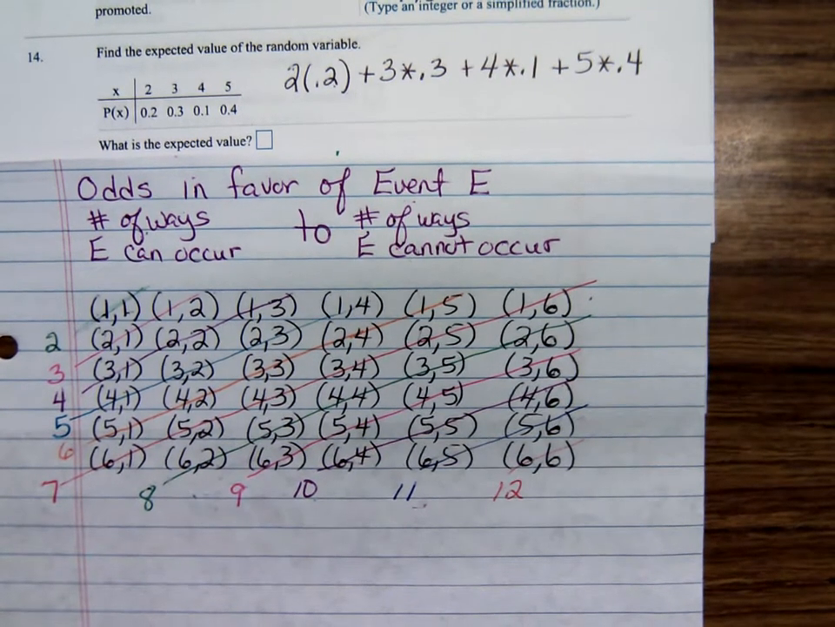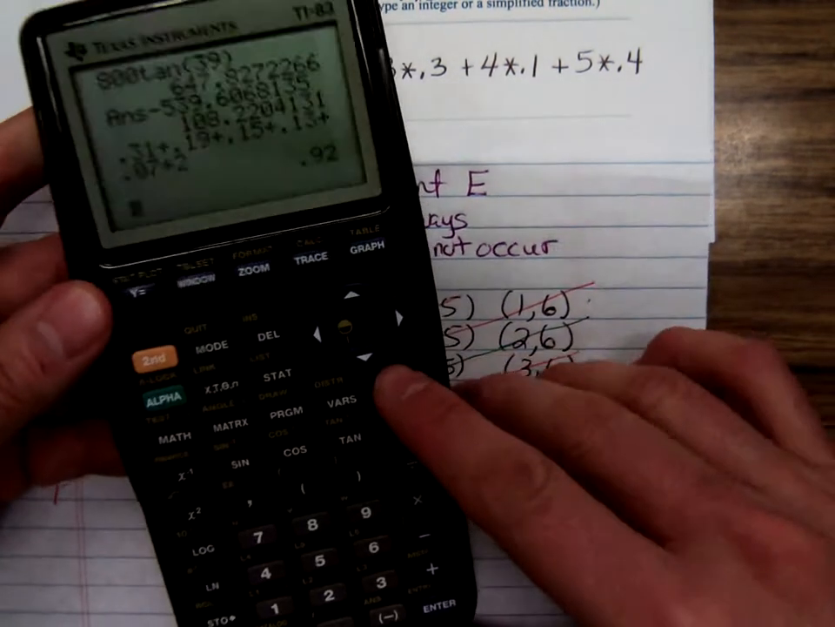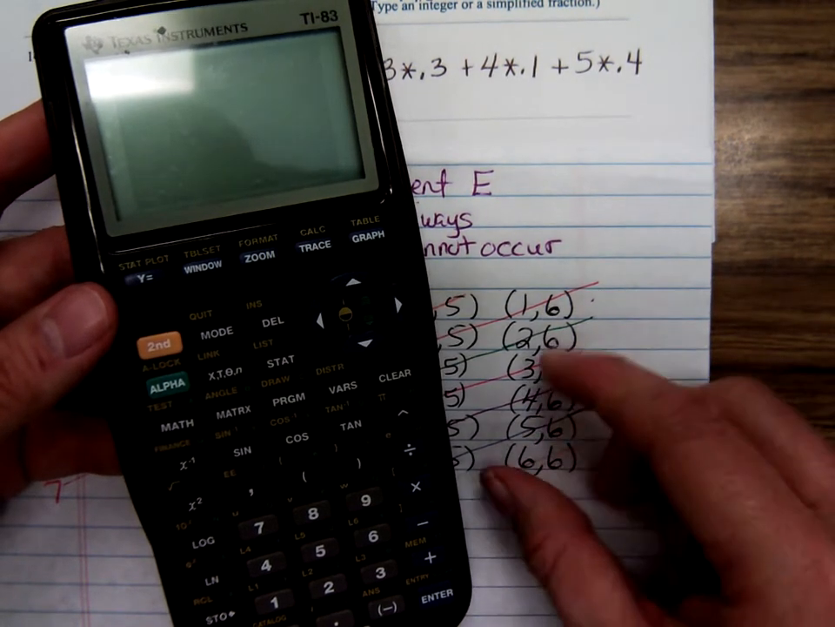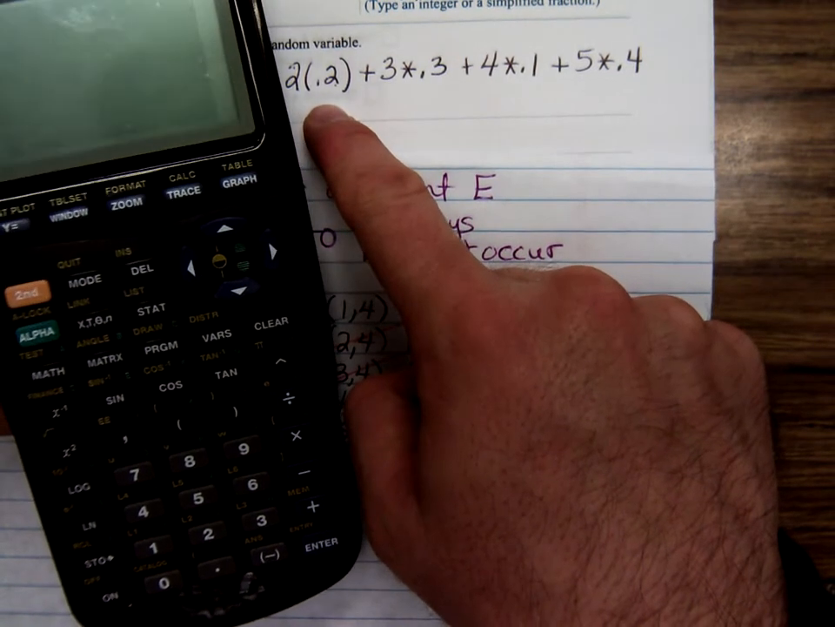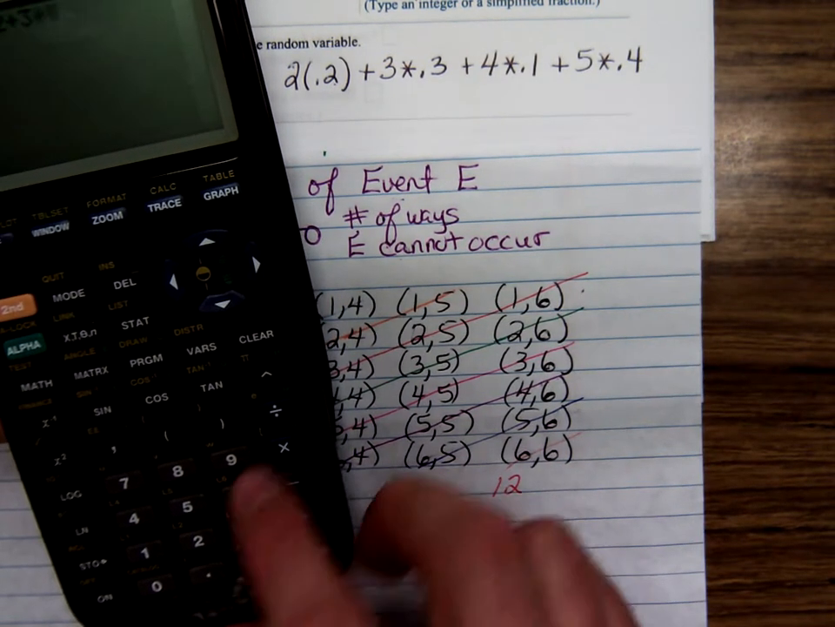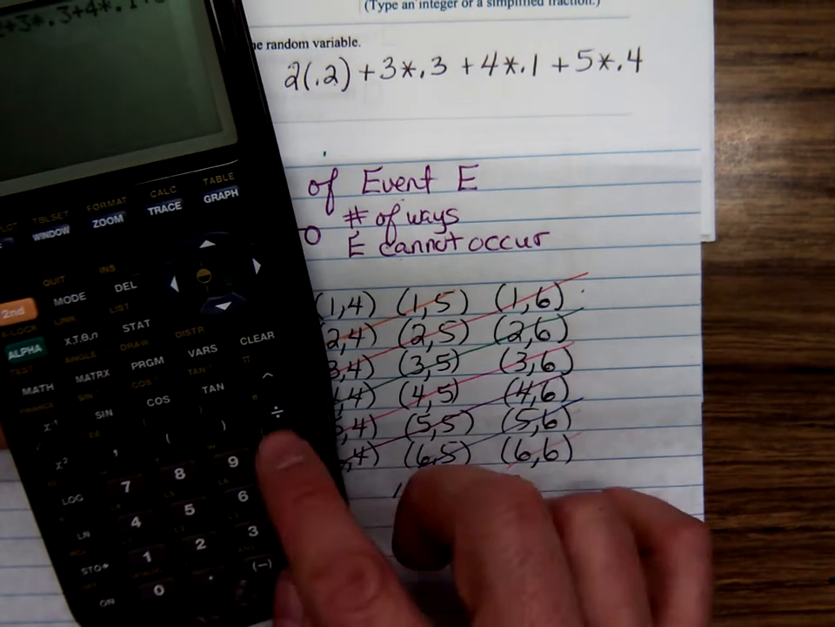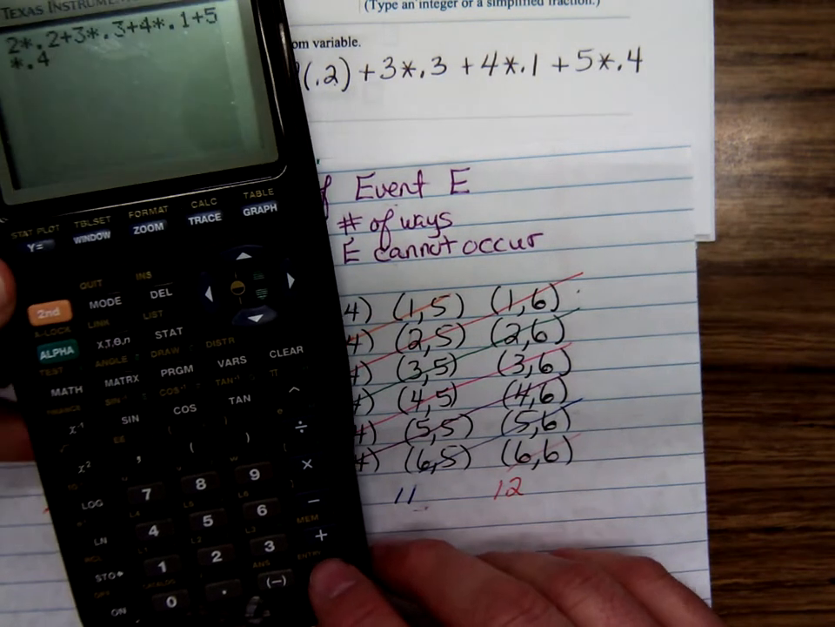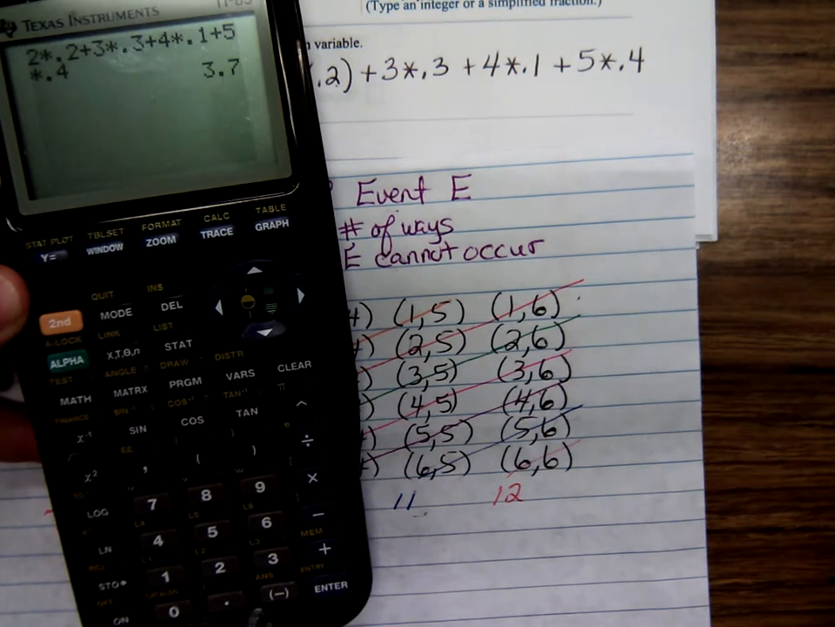This is one of those times you won't be able to see the screen worth a darn, but on the video they always look nice. I'm just going to patch in what I've written there: 2 times 0.2 plus 3 times 0.3 plus 4 times 0.1 plus 5 times 0.4. If y'all need help multiplying and dividing in your calculator, I'm really insulting y'all. 3.7.